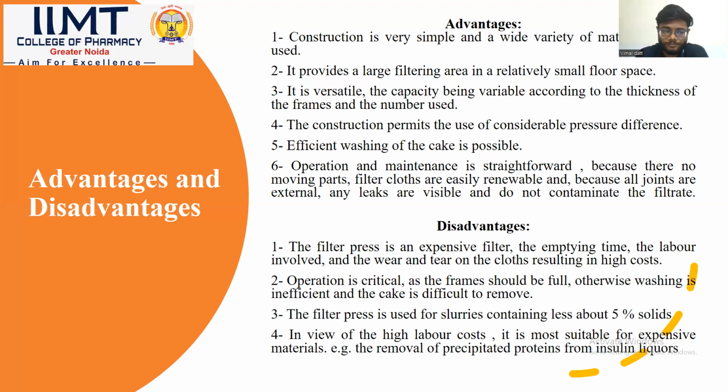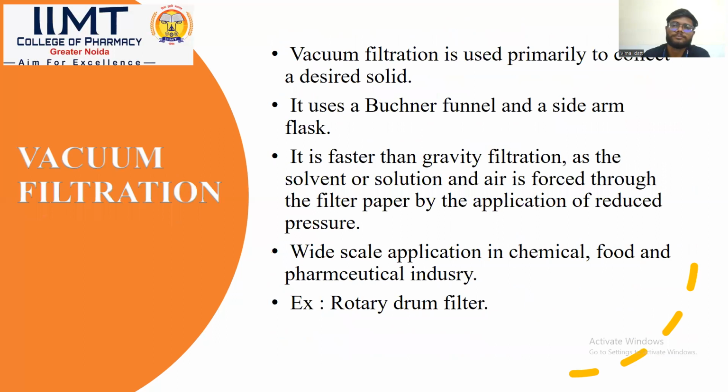A disadvantage of this process is that the filter press is an expensive filter. The emptying time, the labor involved, and the wear and tear on the cloth result in high cost. Operation is critical as the frame should be full, otherwise washing is inefficient and the cake is difficult to remove. The filter press is used for slurry containing less than about 5% solid. In view of the high labor cost, it is more suitable for expensive material, for example, removal of precipitated protein from insulin liquids.